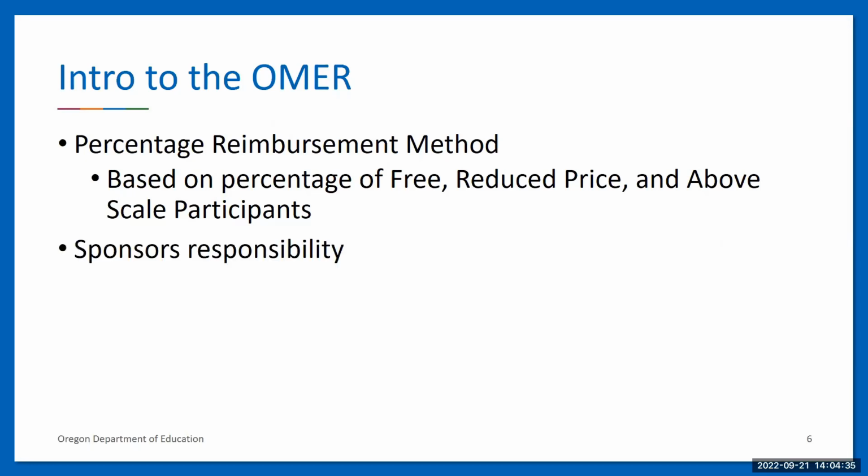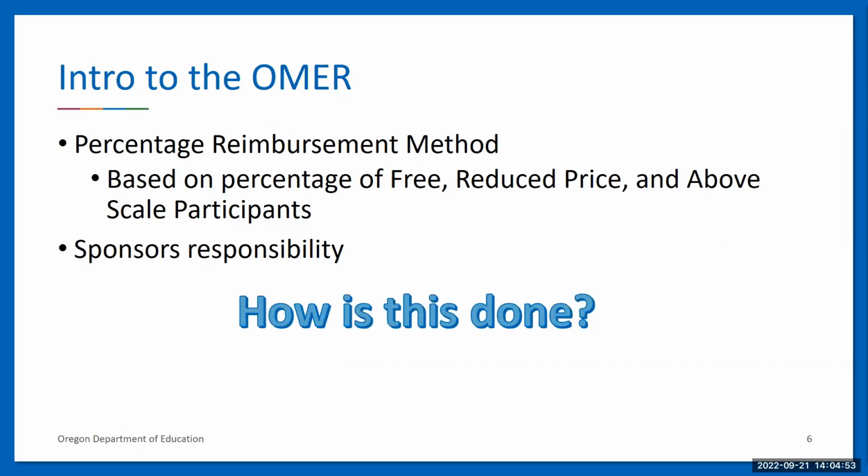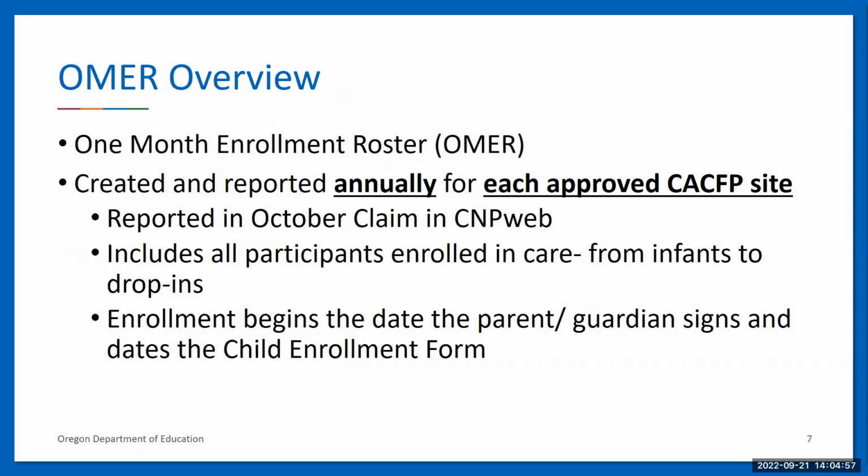As a CACFP sponsor, it is your organization's responsibility to report the number of free, reduced price, and above scale participants and the number of participants enrolled in care during the first month of the fiscal year for each approved CACFP site. Which leads to, how is this done? This is done by creating a 1-month enrollment roster, or OMER. That's how. The OMER is created and reported by sponsors annually for each approved CACFP site.